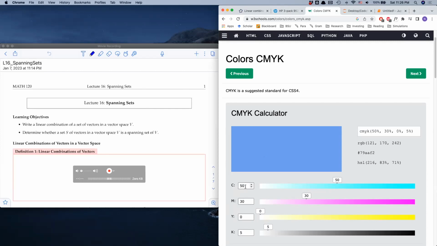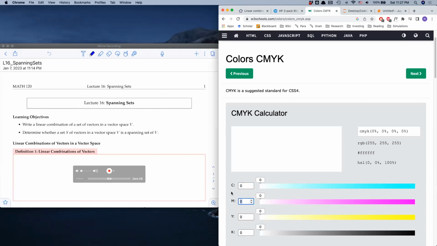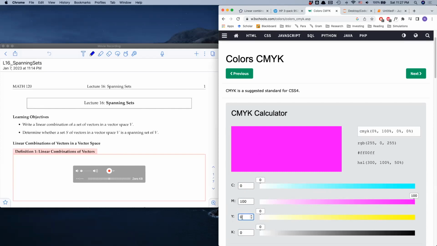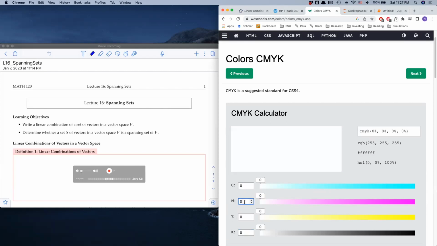So in this case, if you put 100% of cyan, 0% of magenta, 0% of yellow, and 0% of black, you have true cyan. If you get 0 cyan, 100% of magenta, 0 yellow, 0 black, you have a true magenta. If you get 0 cyan, 0 magenta, 100% of yellow, and 0 black, you have a true yellow.